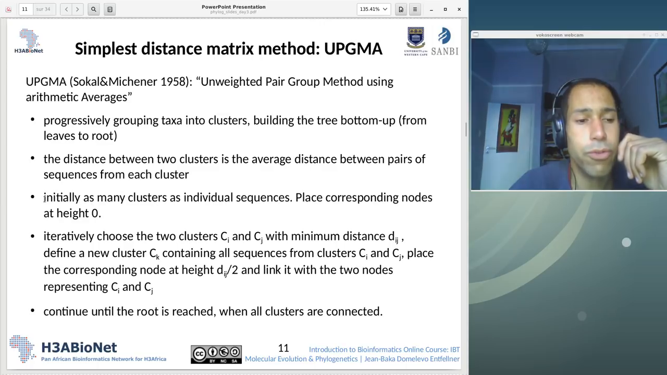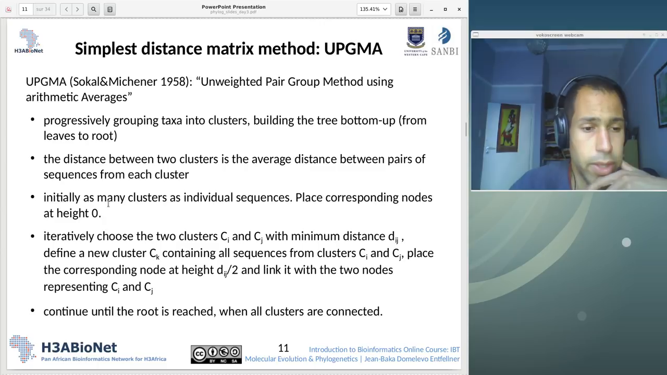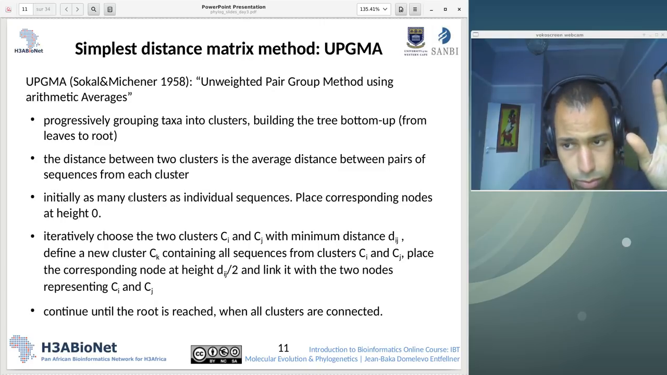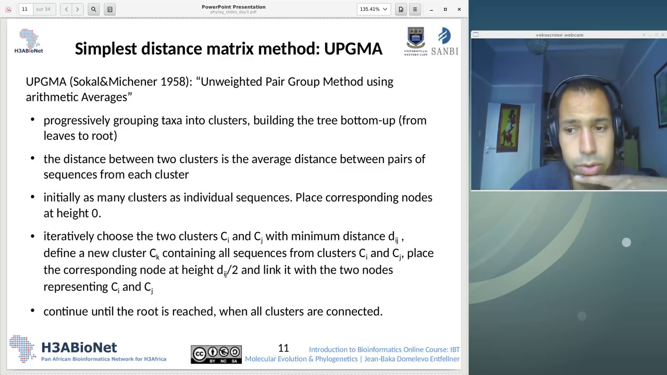So the description of the algorithm follows in these 3 bullet points. Initially, you have as many clusters as individual sequences. So one sequence, one taxon makes one cluster. Okay, so we are at the bottom of the tree. At the moment, there is no tree yet. There are only single leaves. So they are at the bottom. We say they are at height 0.